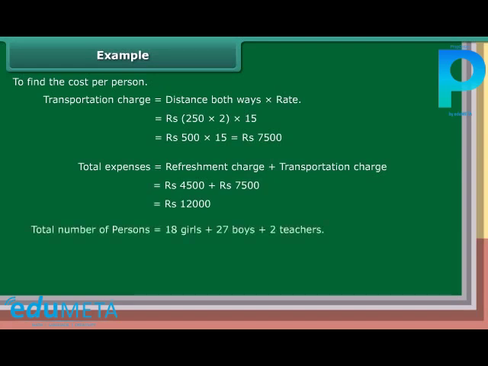Total number of persons is equal to 18 girls plus 27 boys plus 2 teachers, which is equal to 47 persons. The amount spent for one person is equal to rupees 12,000/47, which is equal to rupees 255.